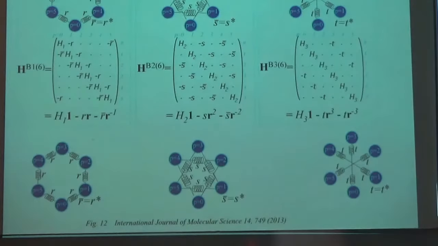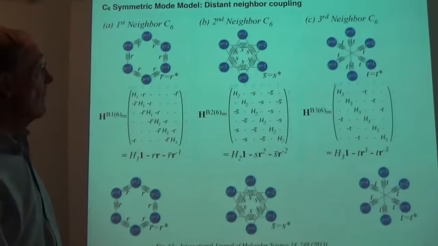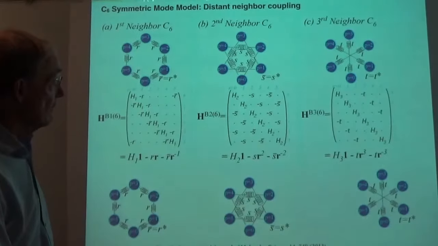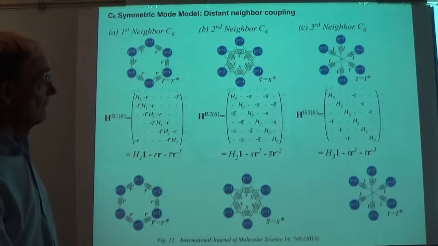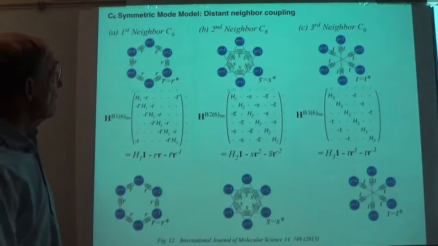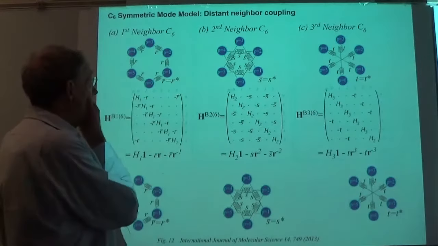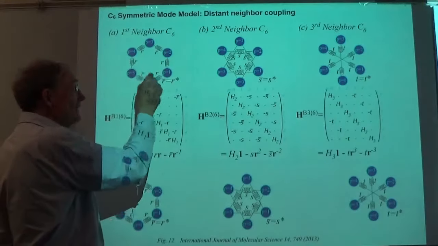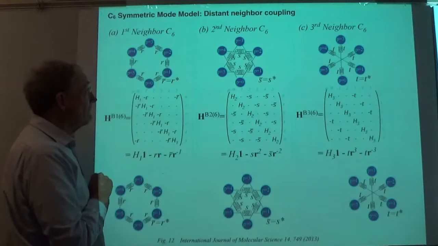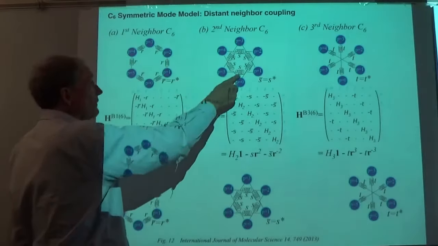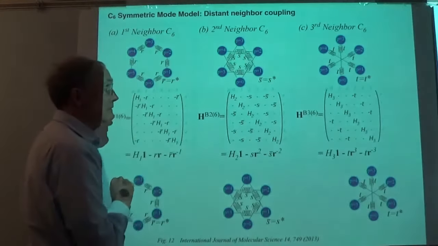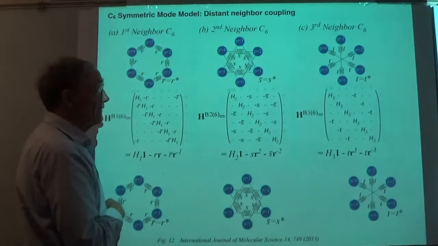Now, let's go jump to 6. And we're getting close to the end of this period. So we're about where we should be on that. If I have 6 of these guys hooked up, that's not the only way to hook them up. I can put some extra springs to the next nearest neighbor. And I'd get a Hamiltonian like that.